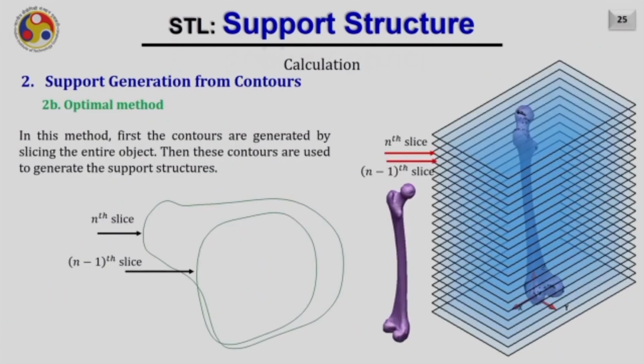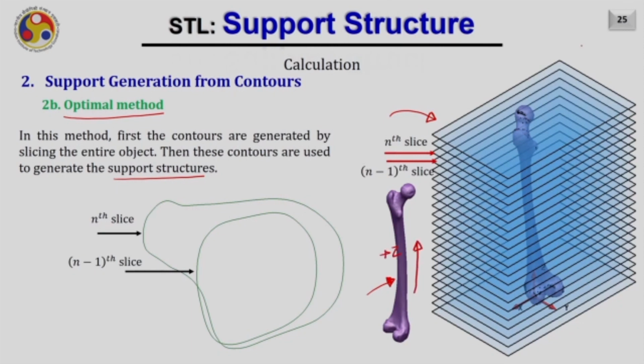Let us now discuss support generation from contours. Now we shall discuss the optimal method. In this method, first the contours are generated by slicing the entire object. Then these contours are used to generate the support structures. So this is how a sliced object looks like. This is the object for which we want to generate the support structure when it is built in this direction. This is the build direction.